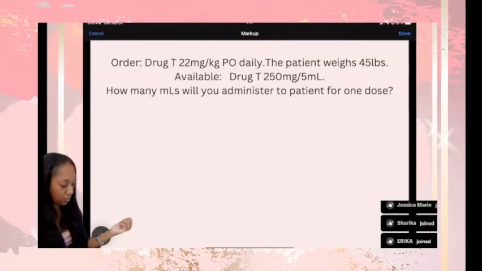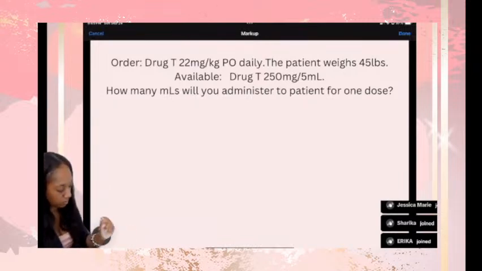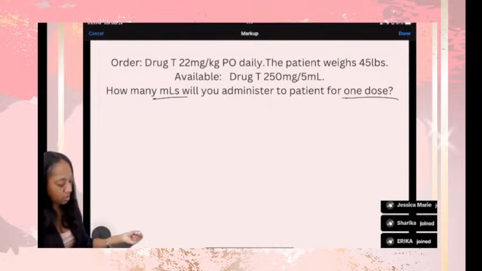All right. So drug T, 22 milligrams per kilogram PO daily. The patient weighs 45 pounds. Available is drug T, 250 milligrams per 5 mLs. How many mLs will you administer to the patient for one dose? Okay, so we are looking for milliliters, and we're looking for one dose.